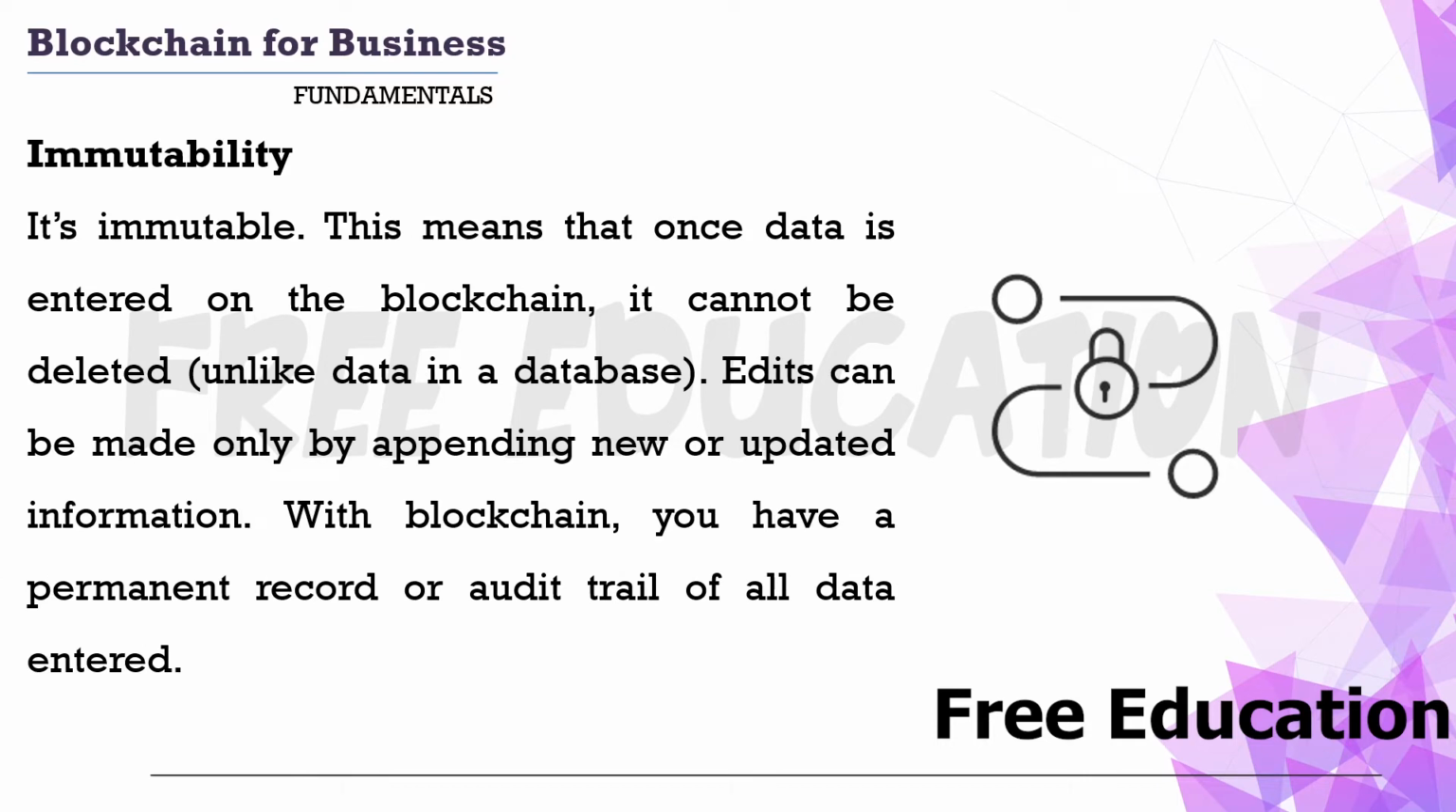The next conceptual aspect of blockchain is immutability. It is immutable. This means once the data is entered on the blockchain, it cannot be deleted. Once a block is created in the chain and the hash is created and it gets linked with the next block, along with being linked with the previous block, it cannot be deleted or the information inside the block cannot be changed. So this makes a block immutable and hence the entire blockchain immutable. Edits can be made only by appending new or updated information, which again will become a new block.